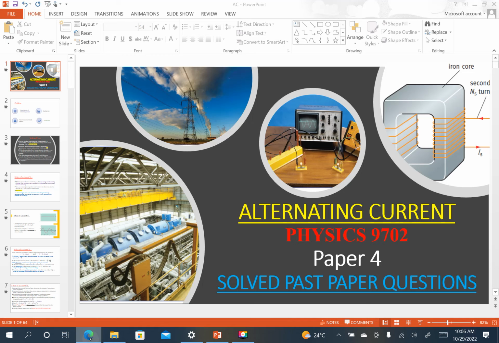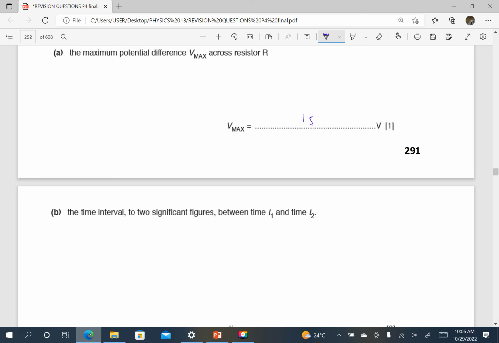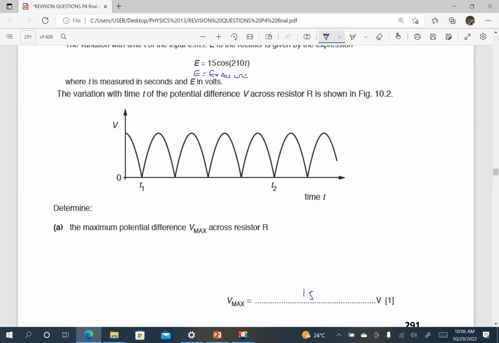Then, the time interval to two significant figures between time t1 and time t2. We want the time interval. So from here up to here, that is one cycle. That is a second cycle. So that is twice the period. The time between t1 and t2 is twice the period. So we need to find the period.